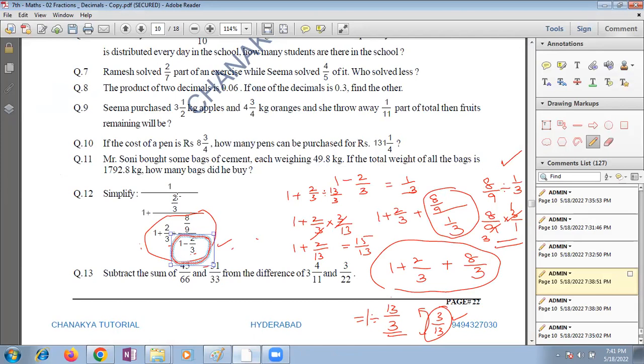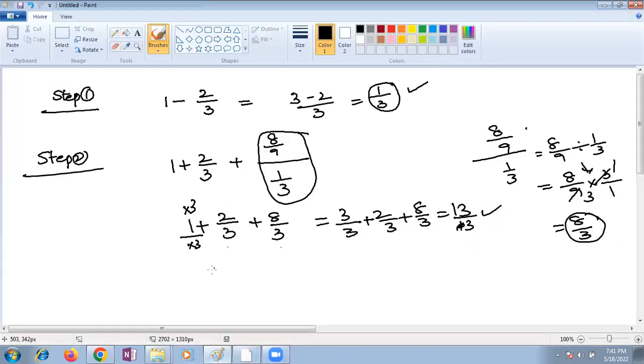Now the third step, I should do this portion. I know this is complete: 1 plus 2 by 3. Step 3: 1 plus 2 by 3, divided by the complete fraction, which was 13 by 3.